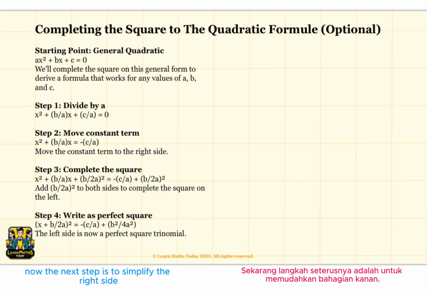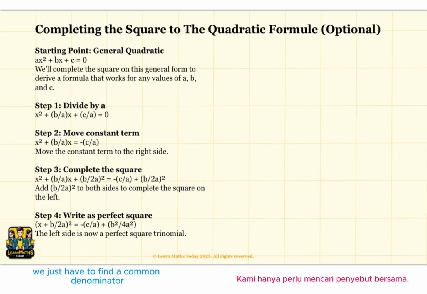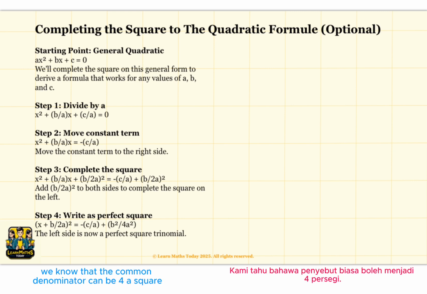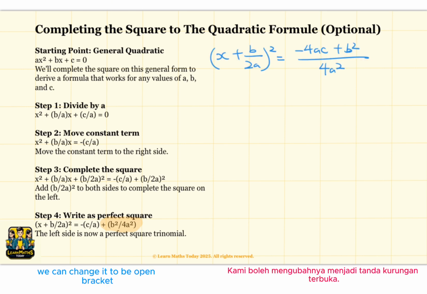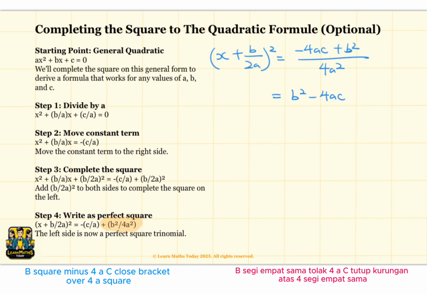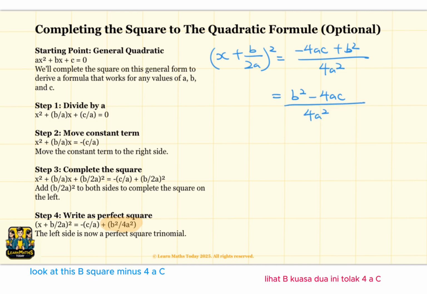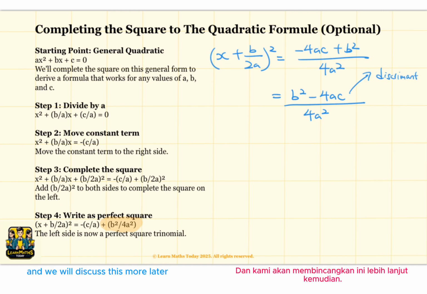Now the next step is to simplify the right side. We just have to find a common denominator. In this case, we know that the common denominator can be 4a squared. So we now have on the right hand side minus 4ac plus b squared, this whole term, divided by 4a squared. We can change it to be open bracket b squared minus 4ac close bracket over 4a squared. Look at this b squared minus 4ac. This is called the discriminant, and we will discuss this more later.